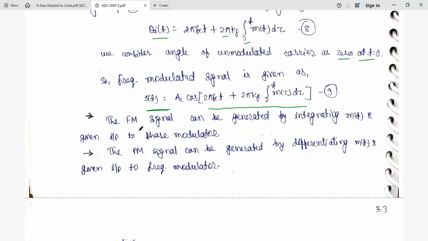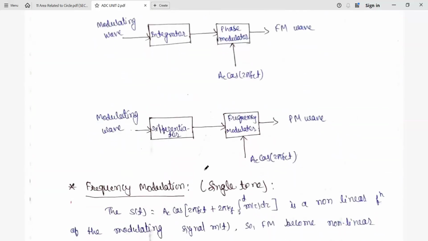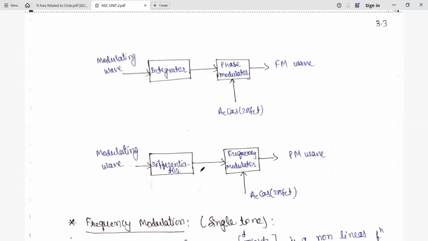Here we have seen the frequency modulated wave as well as the phase modulated wave. This FM signal can be generated by integrating the message signal and giving it as input to the phase modulator. So first we integrate the message signal, then give it to the phase modulator, and then we get FM. Similarly, a phase modulated signal can be generated by differentiating the message signal and giving it to the frequency modulator. So with the help of PM, we can generate FM, and with the help of FM, we can generate PM. That is the discussion here.